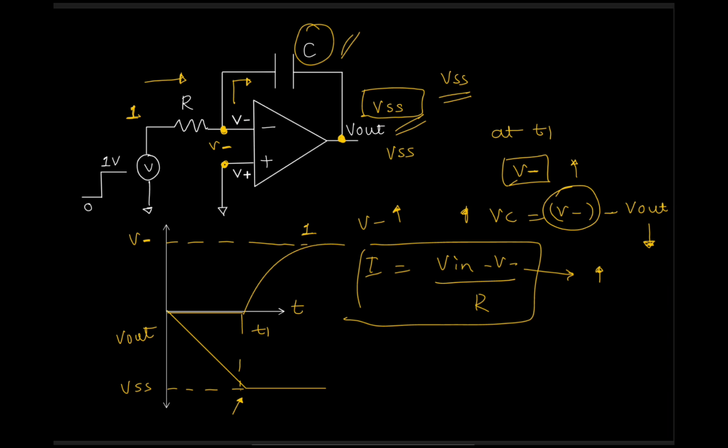So this will be an exponential curve, and this is the V minus curve, and V minus will settle to V in, that is 1 volt. So this was the good question that they asked. They spent a lot of time on this. They asked me what will be slow, what will be this, think about this, think about that. I took time on this.